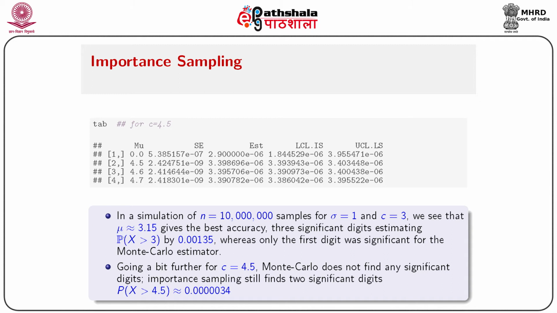Then, in a simulation of n times 10 to the power 7 samples for sigma equals 1 and c equals 3, we see that mu equal to 3.15 gives the best accuracy, with 3 significant digits estimating the probability of X greater than 3 as 0.00135, whereas only the first digit was significant for the Monte Carlo estimator. Going a bit further, for c equals 4.5, the Monte Carlo does not find any significant digits. Importance sampling still finds 2 significant digits. That is, the probability of X greater than 4.5 is approximately 0.5034.